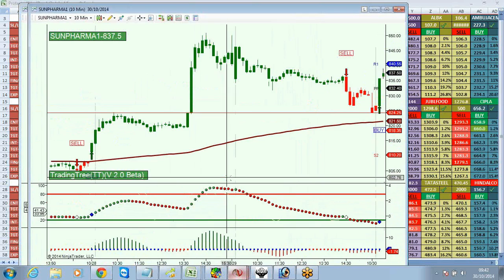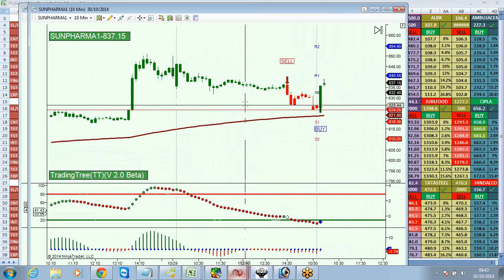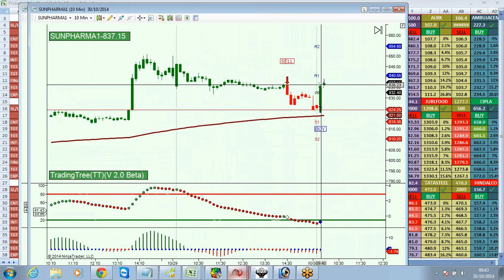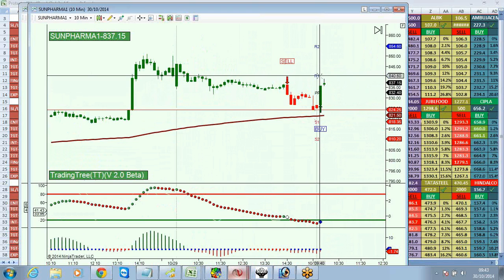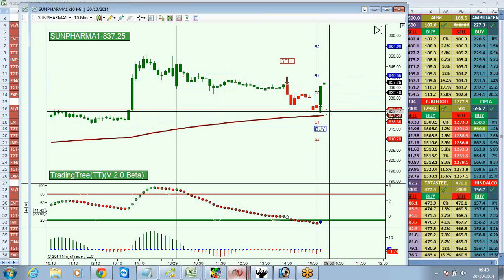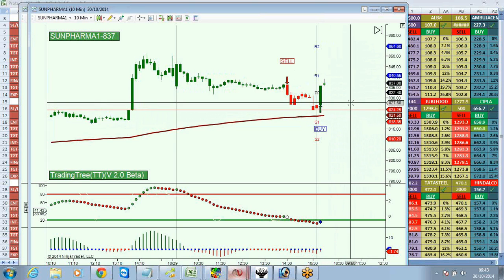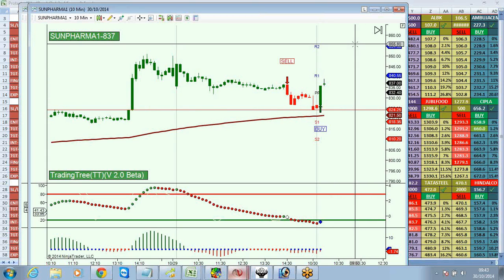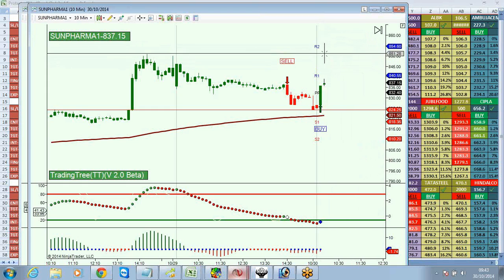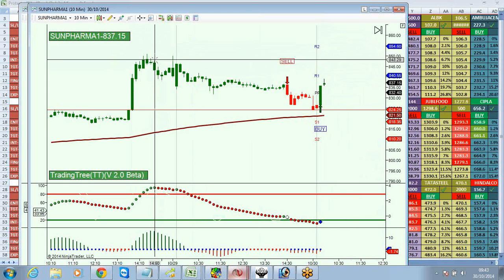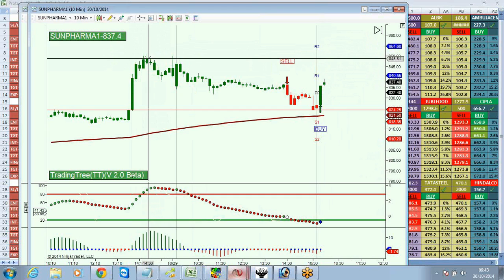So let me just open Sun Pharma also. You can see that Sun Pharma has triggered this call. So now your first target will be 840. That is your R1. Always try to book the profit slightly below R1, or else keep trailing your stop loss, that is the red horizontal line, and then try to book maximum profits. There is a possibility that Sun Pharma can go up to 848, because that is the recent high, that is day before yesterday's high. So you can still hold on to these trades.